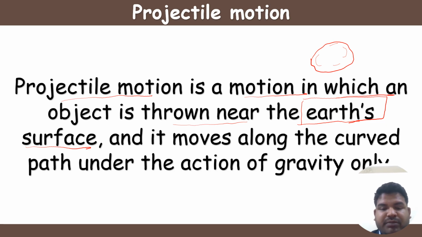It moves along the curved path under the action of gravity only. Gravity should be there. If it is happening in space, then there is no gravity. Suppose you are throwing a ball in space and there is no gravity at all, then the ball will move in a rectilinear or straight path. No projectile motion is seen there. Let us see an example, then it will be very clear for you.